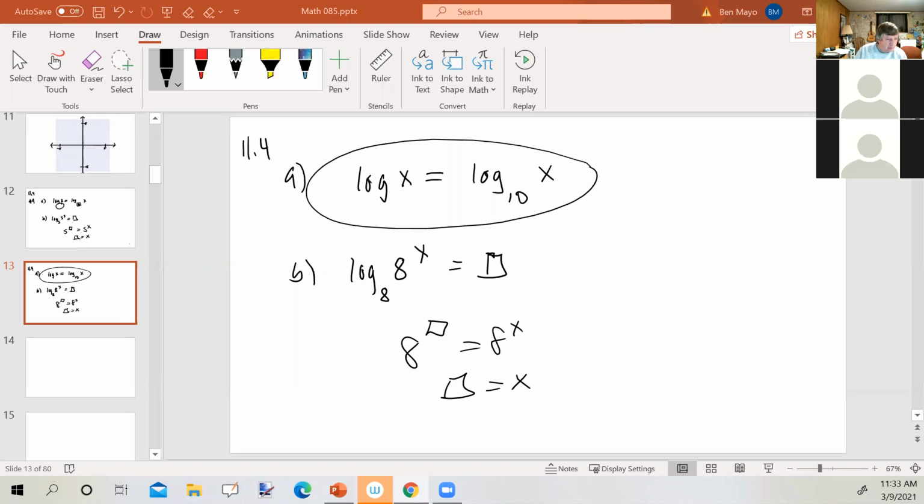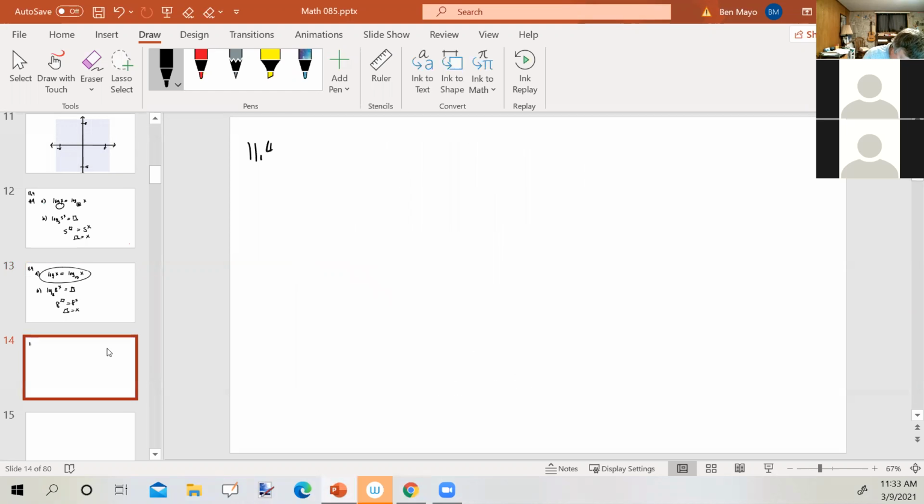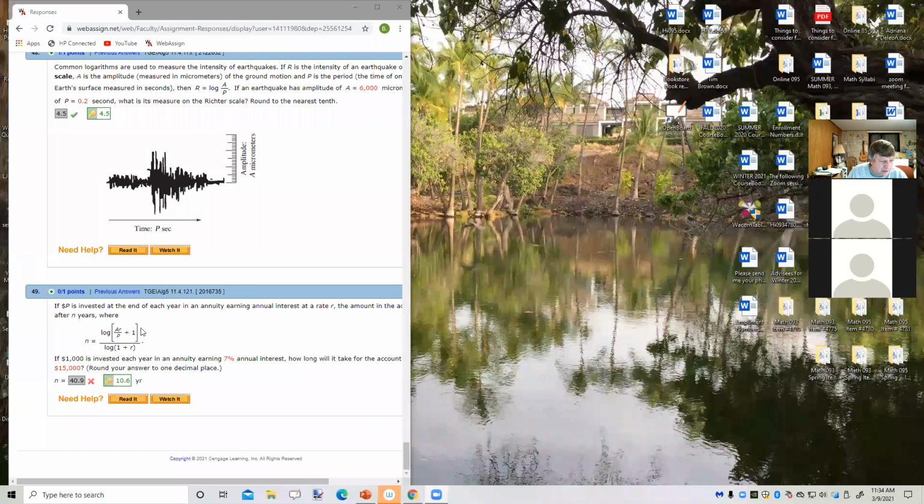All right, then we're also going to look at number 49. So this is 11.4, number 49. We've got this huge formula here, so I'm going to recopy that. N equals, in the numerator, the log of AR over P plus 1, and in the denominator, the log of the quantity 1 plus R. P is the $1,000, so P equals $1,000. R is 7%, or 0.07.